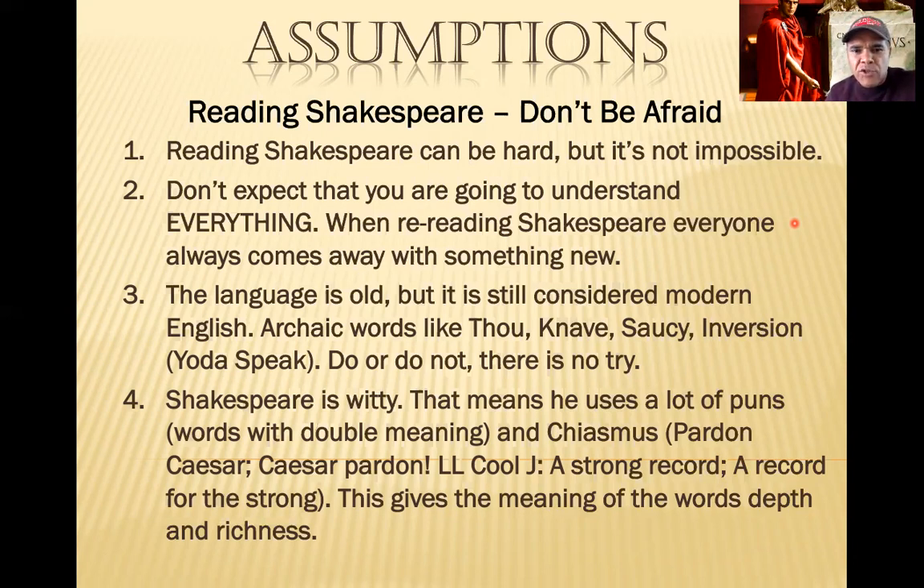One of the cool things about Shakespeare is that it's witty. That means he uses lots of puns or words with double meanings. He also uses this thing called chiasmus a lot, that you might look for. So here's an example: "Pardon, Caesar, Caesar pardon." It's where you use words starting out with A, B, but then you reverse and the words go the opposite way. An example from the rapper LL Cool J would be "a strong record, a record for the strong." It gives the meaning of the words more depth and richness.